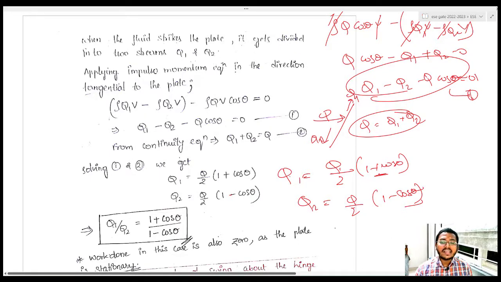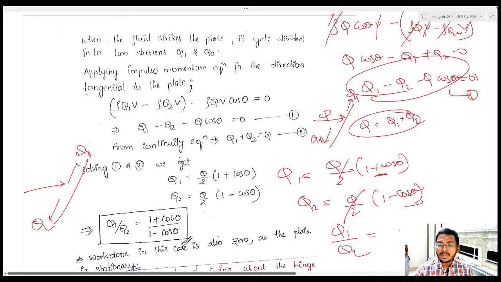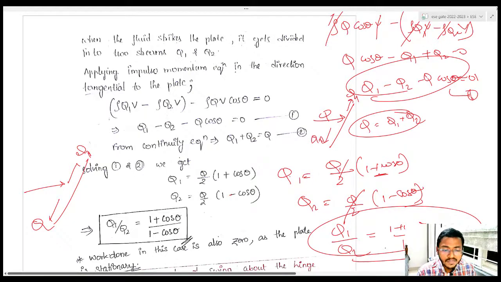Okay, so what is the ratio Q1 by Q2, in which ratio is the flow splitting into Q1 and Q2? How it is splitting, you can find out. So Q by 2 will be cancelled, so 1 plus cos theta by 1 minus cos theta. This is the ratio in which your discharge is being split when it is going and hitting one inclined surface. I hope it is very clear for you, and use your common sense.